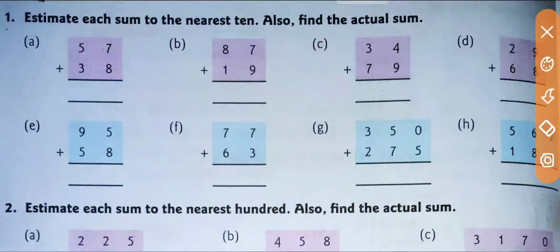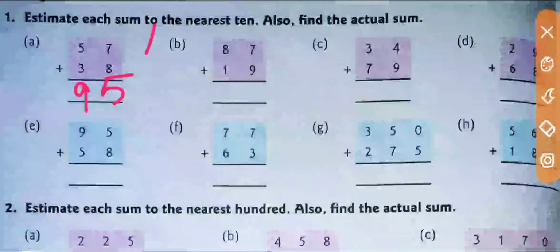The given question, this is the first question. First we have to find the actual sum. For the first column, 7 plus 8 is 15. So we will write here 5 and the carry is 1. For the next column, 5 plus 3 is 8, 8 plus carry 1 is 9. So here will be 9. So this is the actual sum.